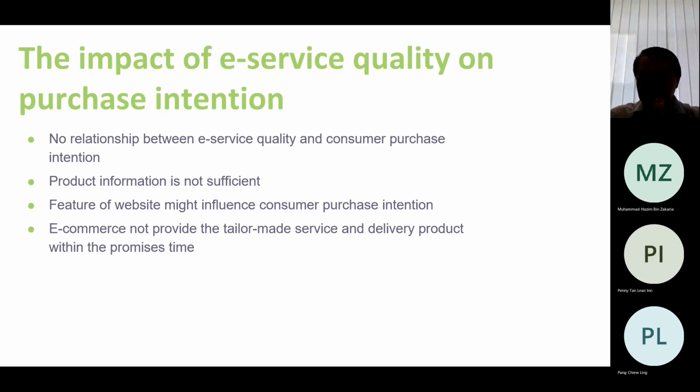So the features of the website might influence the customer purchase intention. E-commerce does not provide tailor-made examples. Especially when we talk about clothing, I want this size, I want this cutting, that cutting. In what they call e-service quality, normally they don't specify in such detail. Therefore, it's not accepted.